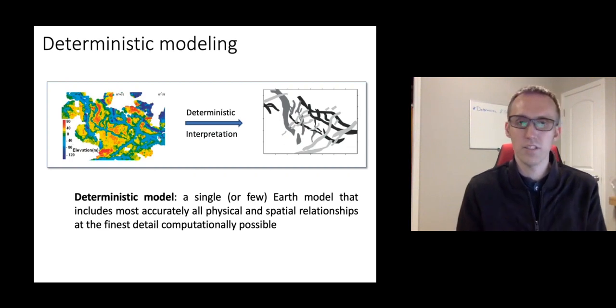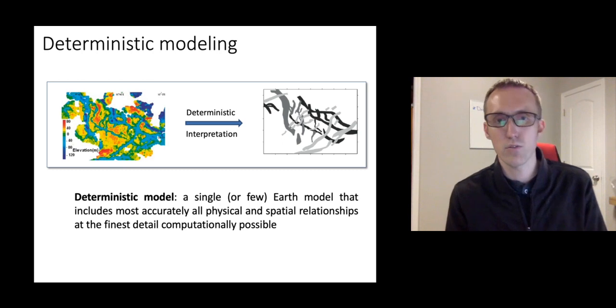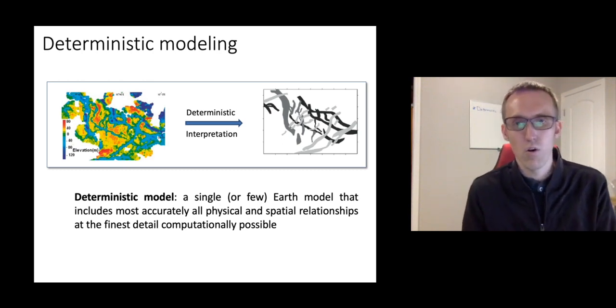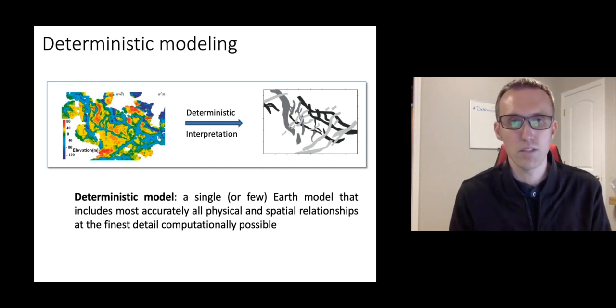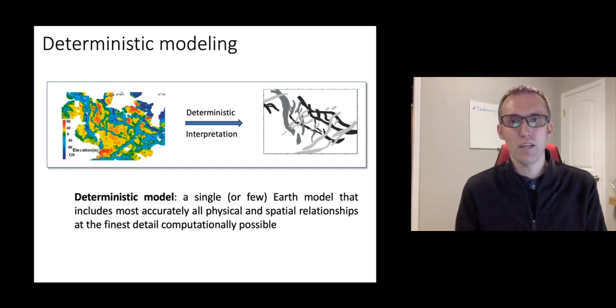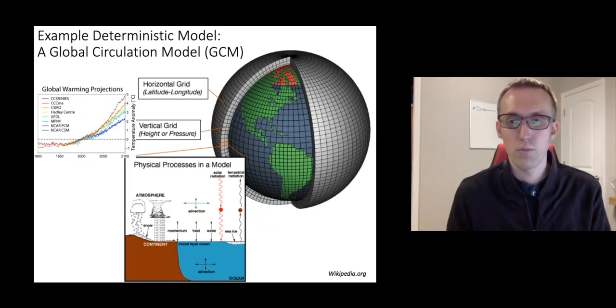A deterministic model is a single Earth model, can be a few, but usually a single Earth model that includes most accurately all physical and spatial relationships at the finest detail computationally possible. So you collect some data and then you build the best possible model that you have that can explain those observations and can be used to forecast or predict.